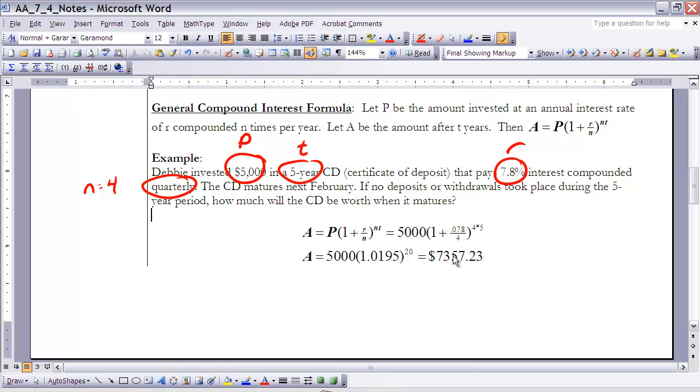If I do that, I'm going to plug in 5,000 for P. I'm going to plug in 0.078 for R. Remember, if it's 7.8%, that's the same as 0.078. I'm dividing it by 4 because our n value is 4 for quarterly, and then I'm going to raise it to the 4 times 5: 4 for n, 5 for t. If I do that, I have 5,000 times 1.0195 raised to the 20th power, which is equal to, and you can check this on your calculator, $7,357.23.